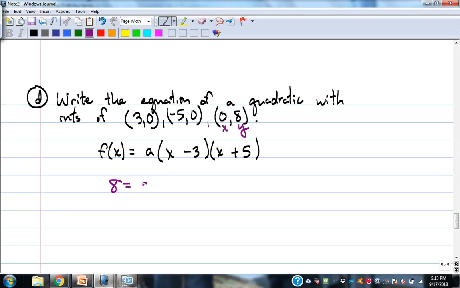8 equals A parentheses 0 minus 3, 0 plus 5. So I'm plugging in the X and the Y value from the other ordered pair. This one happens to be the Y-intercept ordered pair, but they could give you any other ordered pair that works the same way. Okay? 0 minus 3 is negative 3. 0 plus 5 is 5. Negative 3 times 5 is negative 15. So negative 15A is equal to 8. One step gets A by itself.